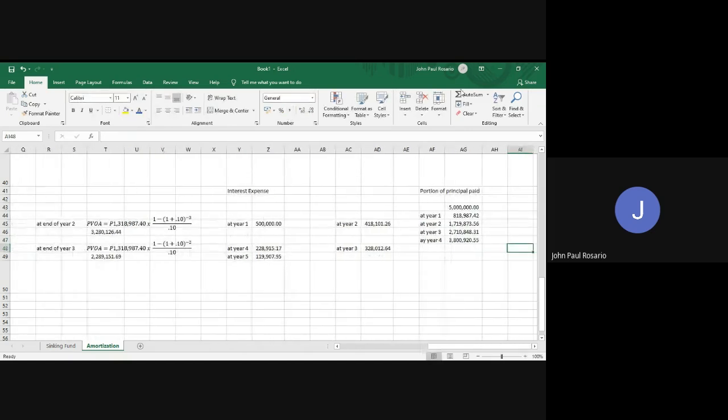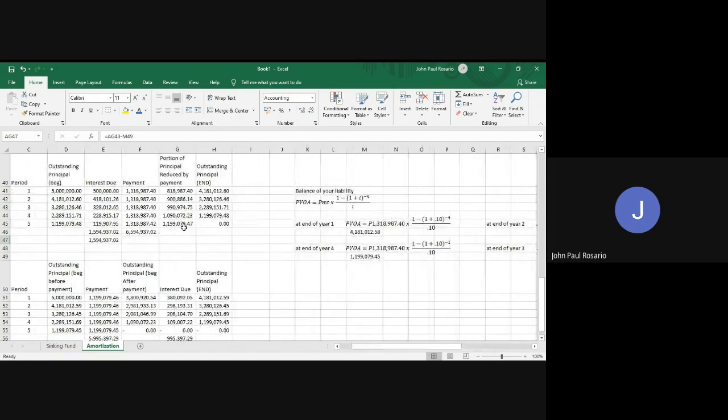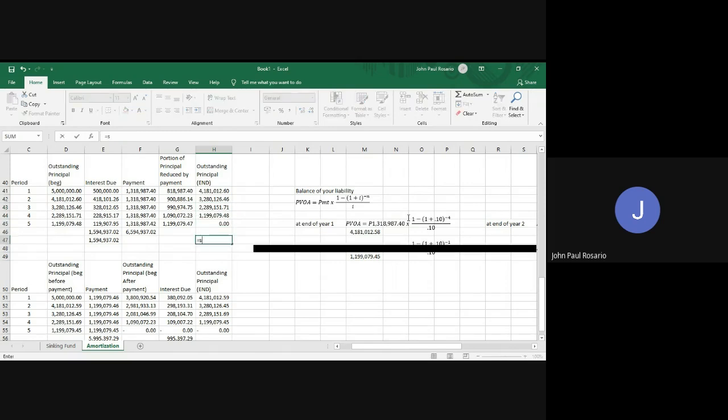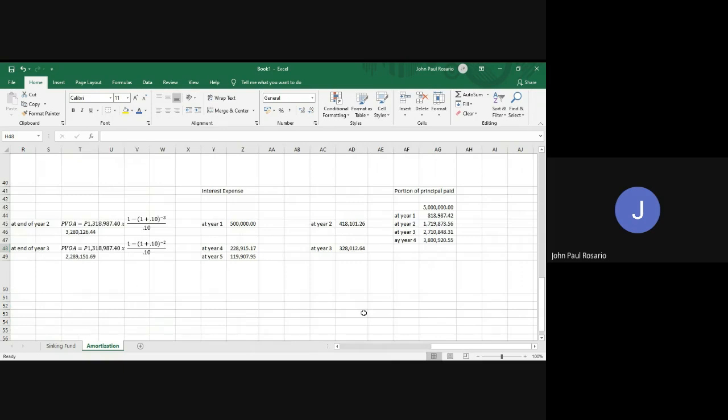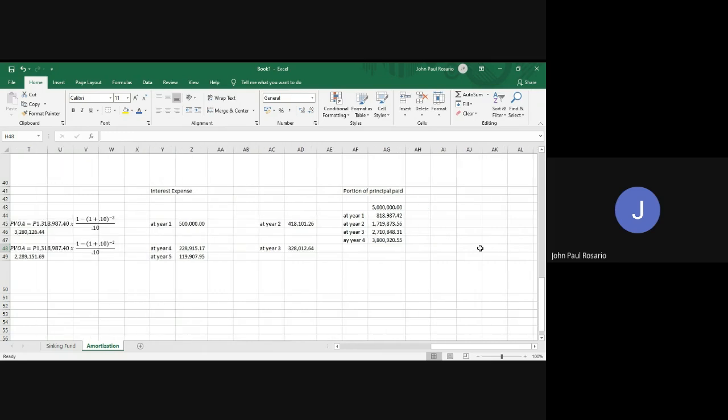Okay, so let's check our portion of principal paid at year 4. If you look at your table and add everything up to year 4, this equals 3,800,920. This is 3,800,920. Okay? So that's how you do it. And if you have the input of the total payments, for example, you can get the total interest that was paid for the first 4 years.